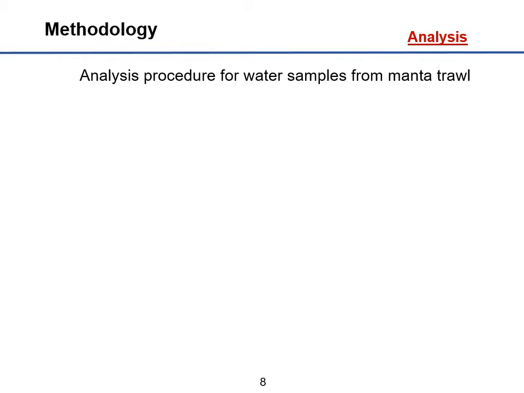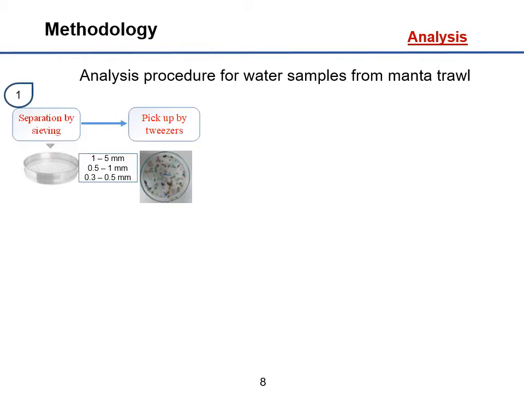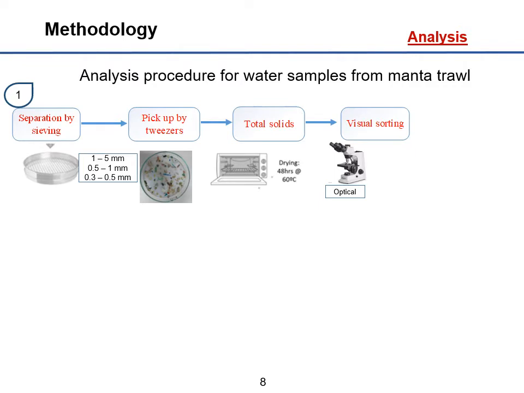And here we go to the details of the analysis procedure for the water samples. The microplastics will first be separated by sieve into different size ranges. For the size bigger than 0.5 mm, the particles are picked out by tweezers. Then the total solids of the particles were analyzed. Then we go for visual sorting by optical microscope, and all the particles were checked by FTIR for the polymer types.